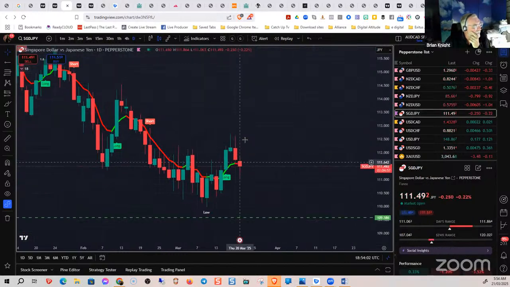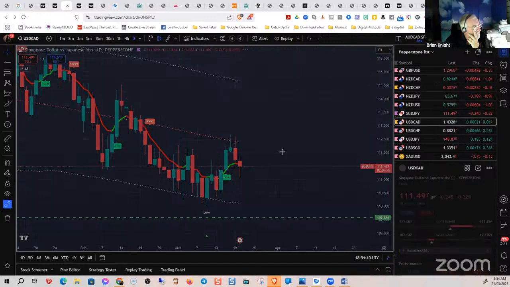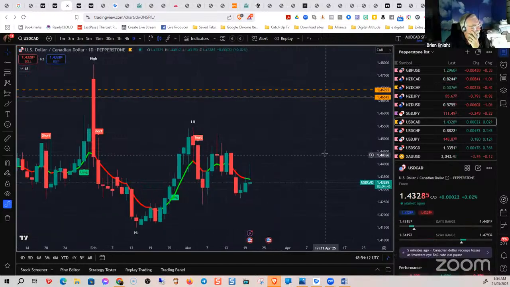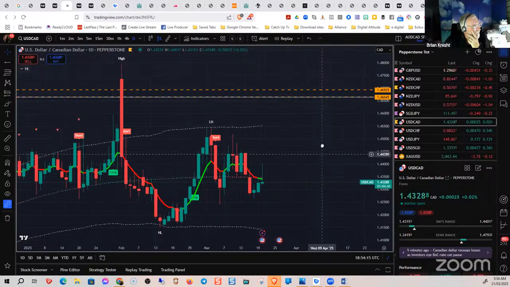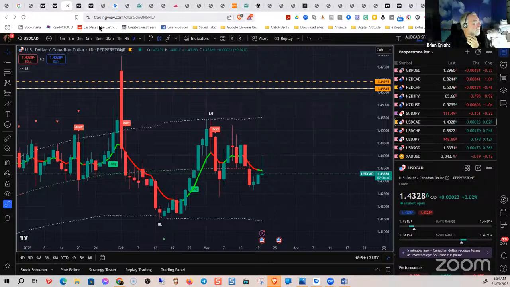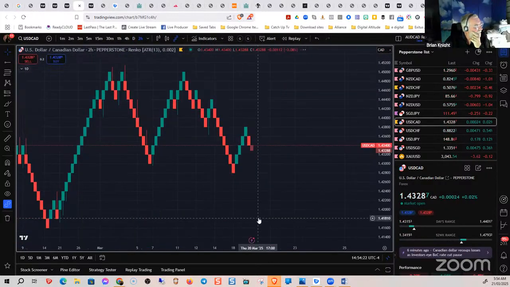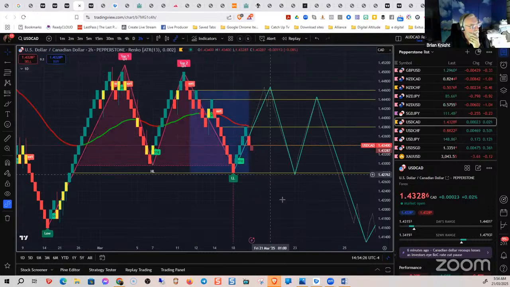Okay, Singapore Japanese yen. It's nothing much there. It could have been a 3/4, but now it's pulled back again. Right, UCAD. It's messy, that one, isn't it? I'm in this. You're in it for the buy? Yep. So that UCAD. But it's pulled back too now.